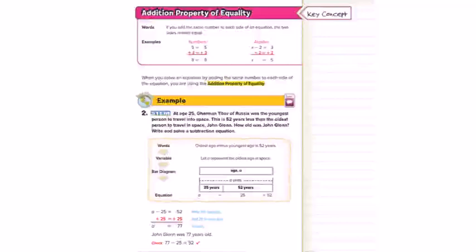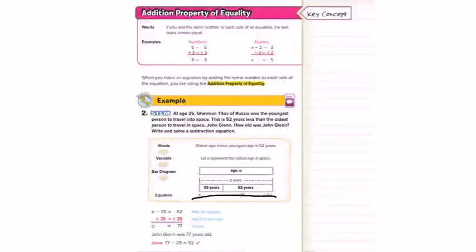At age 25, German Titov of Russia was the youngest person to travel into space. This is 52 years less than the oldest person to travel in space, John Glenn. How old was John Glenn? Write and solve a subtraction equation. Now, the equation that they actually give here, I kind of disagree with because I don't think it's the best translation of what the problem says.